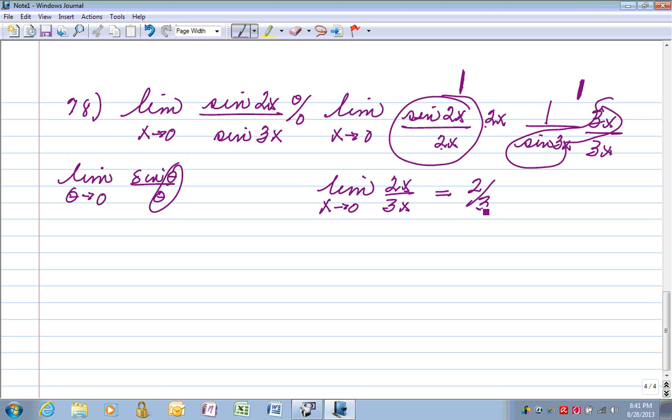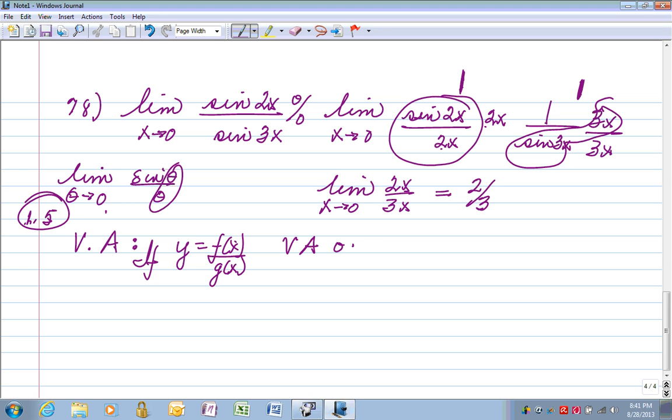Okay, so we search and we search and we search, and we come to section 1.5, and they talk about vertical asymptotes. Well, you have a vertical asymptote when what? You have a vertical asymptote if we have a rational function, if y is equal to f of x over g of x, a vertical asymptote occurs when g of x is equal to 0.